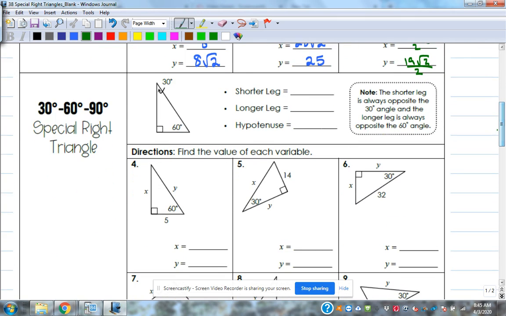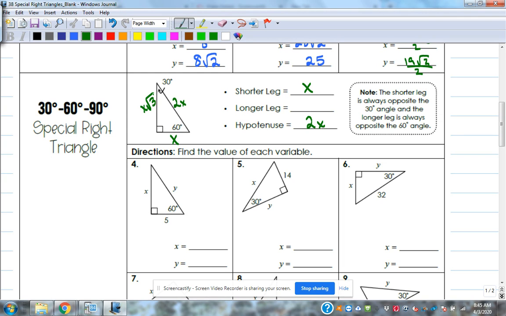All right, next type of special right triangle is the 30, 60, 90. So you've got 3 different lengths here. We have a shorter leg, which we'll call x. It is across from the 30-degree angle. The 90-degree angle here is the hypotenuse, and it is always 2 times the shorter leg, so 2x. And then the longer leg is x radical 3.